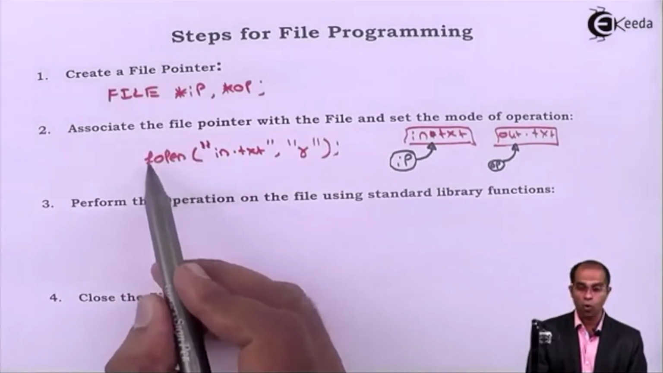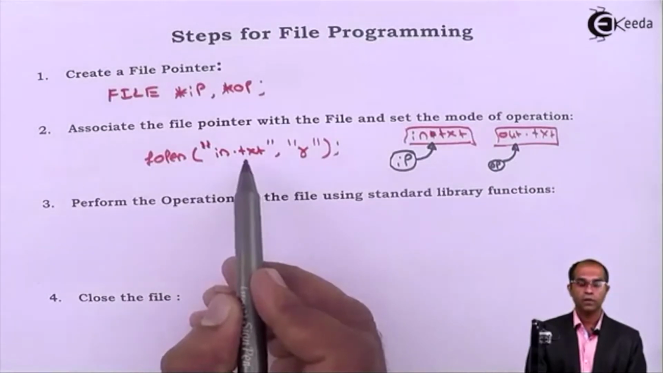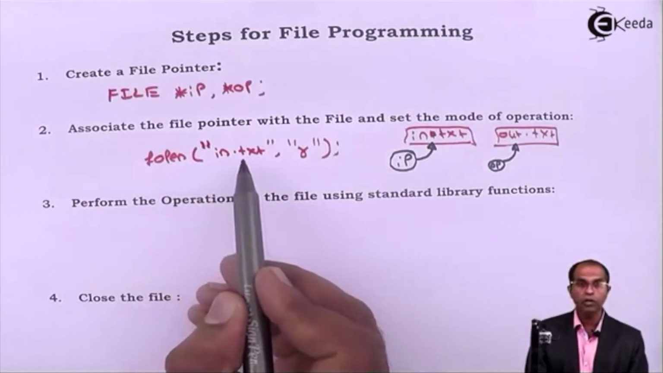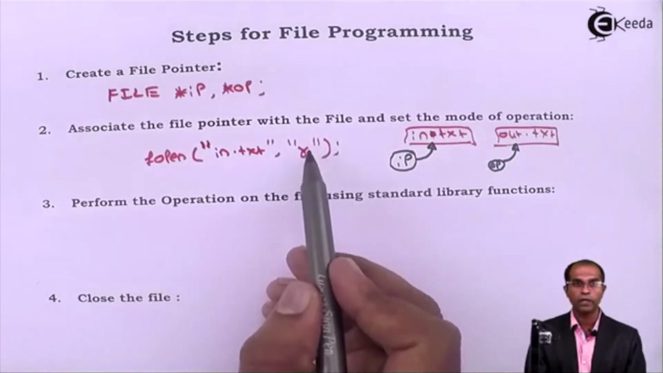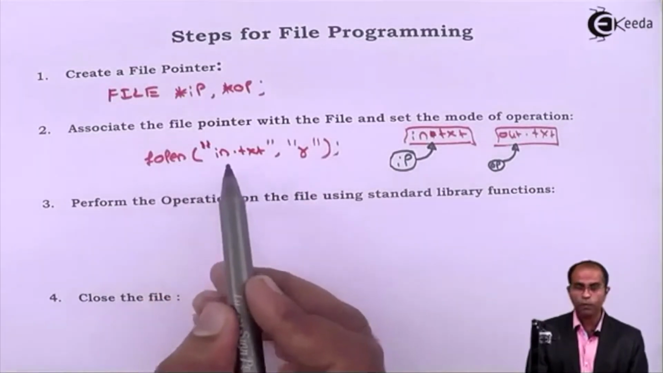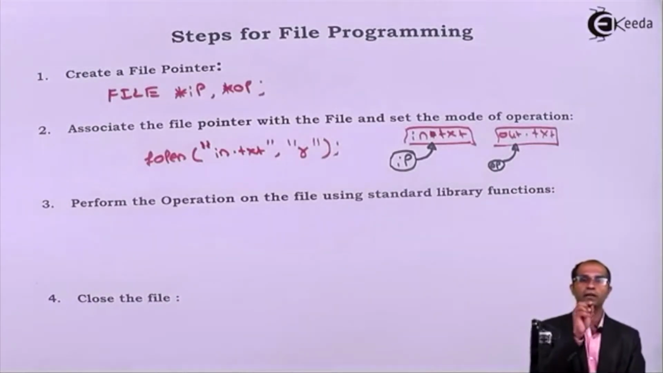Fopen will now open the file called in.txt. It opens a file called in.txt and allows you to read from that particular file. If this operation is successful, it will always return the address of that particular file, the first character address of the file. When I store anything in the memory, it will always have an address.